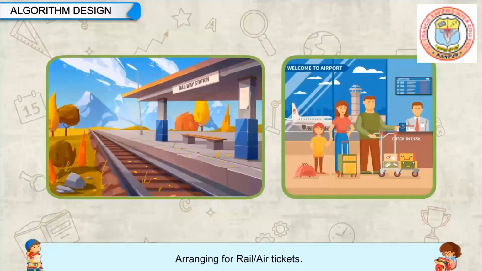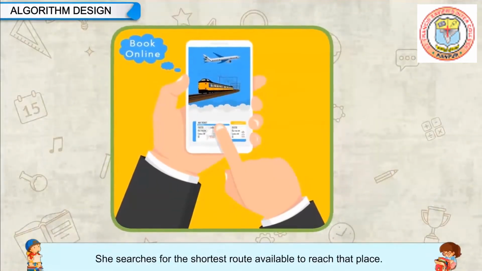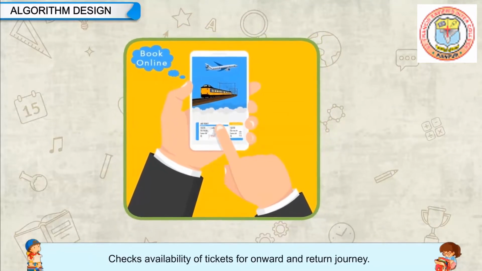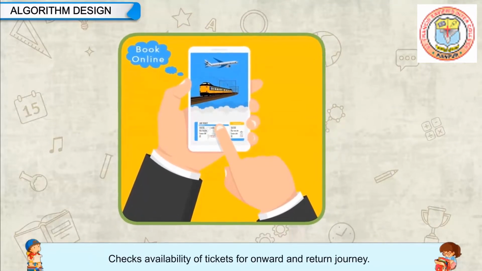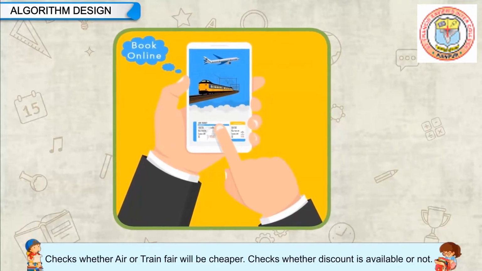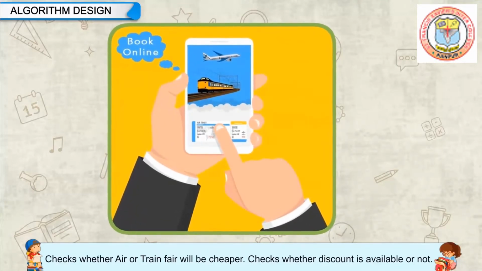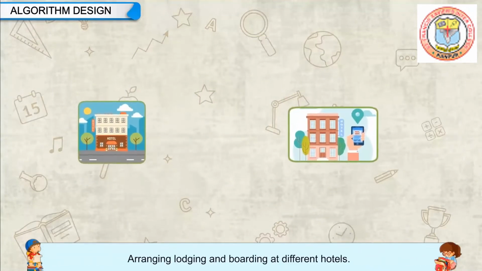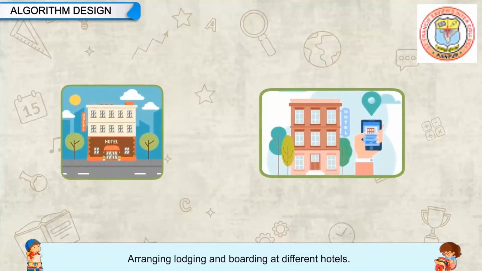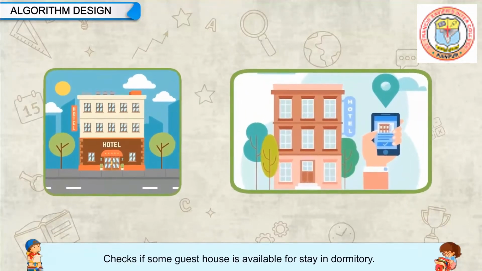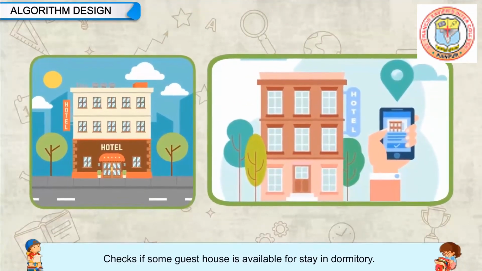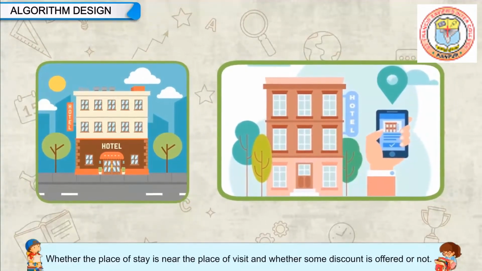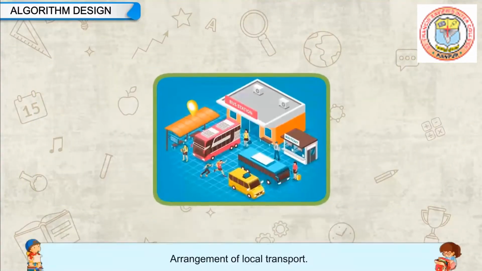Arranging for rail or air tickets: she searches for the shortest route available to reach that place, checks availability of tickets for onward and return journey, checks whether air or train fare will be cheaper, and checks whether a discount is available or not. Arranging lodging and boarding at different hotels: she checks if some guest house is available for stay in a dormitory, whether the place of stay is near the place of visit, and whether some discount is offered or not.